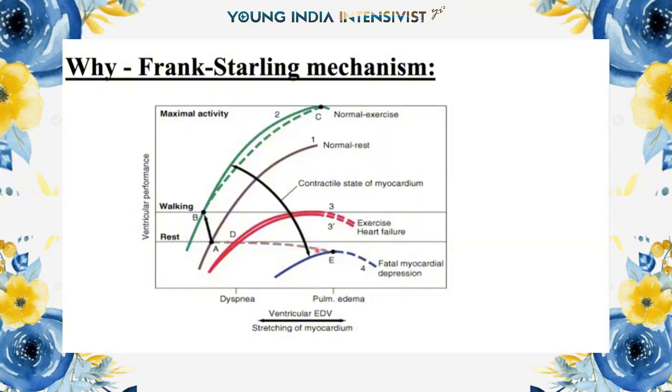For example, for a 70-year-old individual who wakes up in his house, his Frank-Starling curve will be something like this. When he goes to the park and starts his morning walking routine, probably his curve will be like this. When he develops a myocardial infarction, acute coronary syndrome, probably his Frank-Starling curve will be something like this, where he may not be able to tolerate even minor fluid boluses.